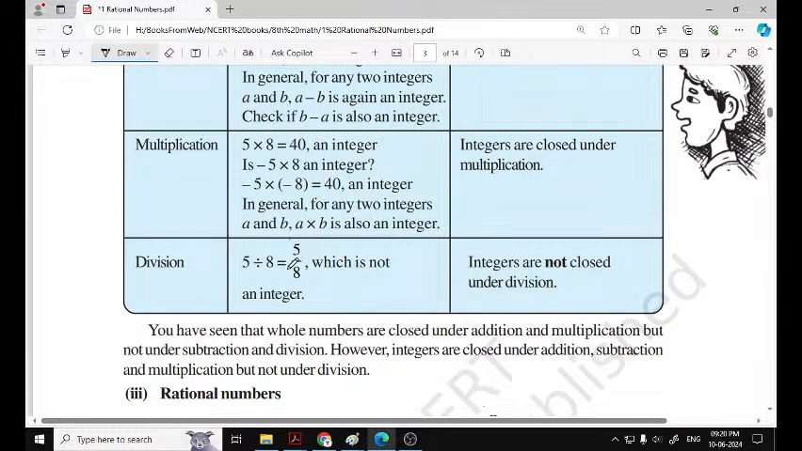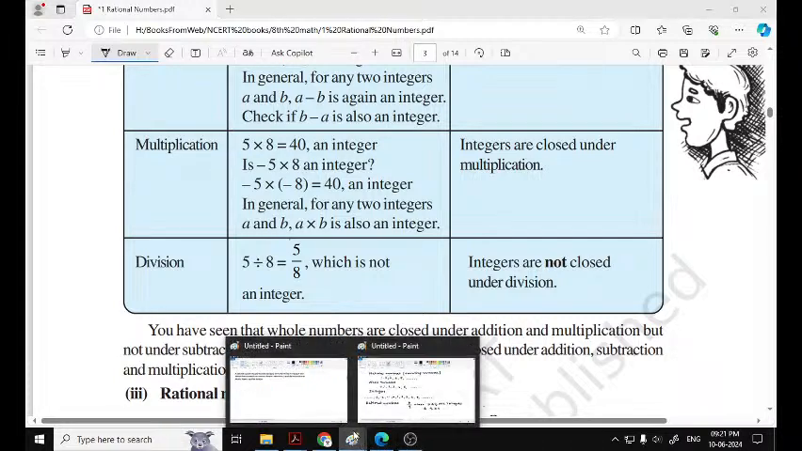But these are two integers and 5 upon 8 is not an integer. As we have calculated, it is 0.625, which is not an integer. So integers are not closed under division.